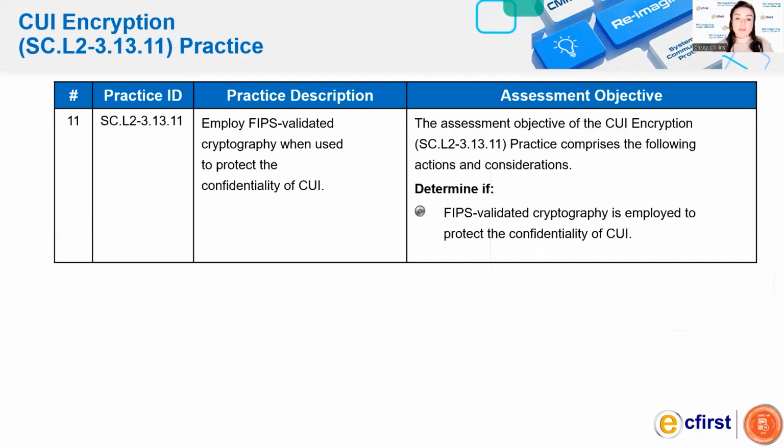CUI encryption. Our practice description being employ FIPS-validated cryptography when used to protect the confidentiality of controlled unclassified information. So the assessor would then determine if FIPS-validated cryptography is employed to protect the confidentiality of CUI. So basically just to ensure that the cryptography that they're using is up to par.